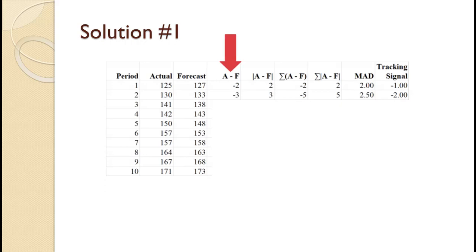130 minus 133 equals negative 3. The absolute value of negative 3 is positive 3. The cumulative A minus F value from the last period of negative 2 plus the current A minus F value of negative 3 equals negative 5. The cumulative absolute value of A minus F value from the last period of 2 plus the current A minus F absolute value of 3 equals 5. The MAD is the cumulative absolute value of A minus F of 5 divided by 2 equals 2.5. The tracking signal is the cumulative A minus F value of negative 5 divided by the MAD of 2.5 equals negative 2.